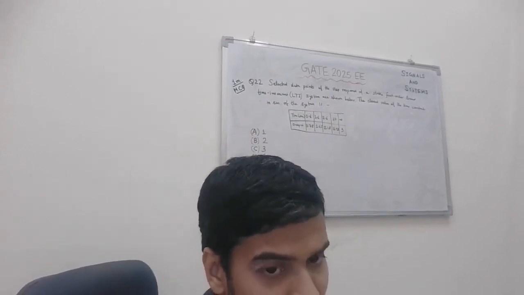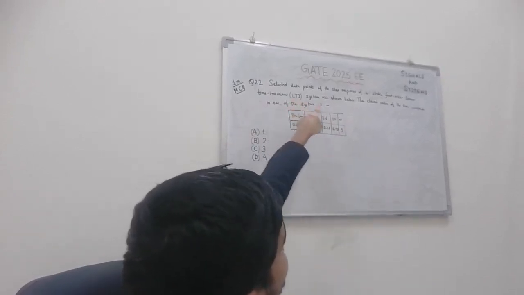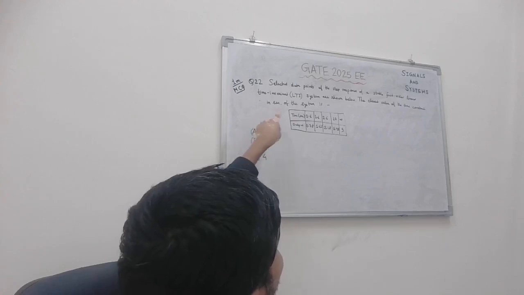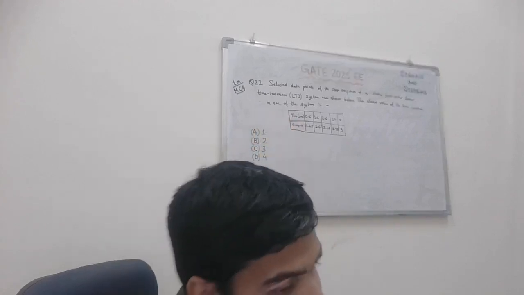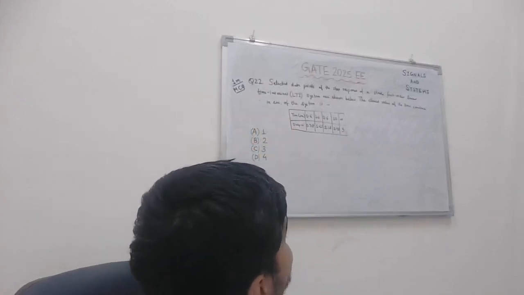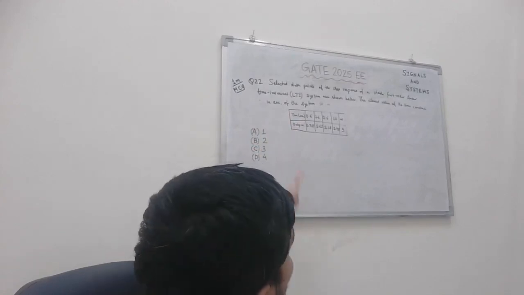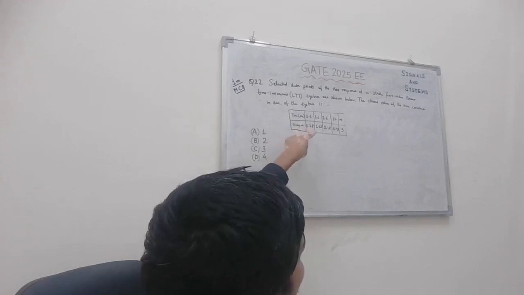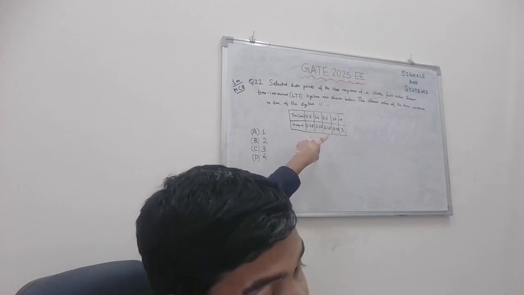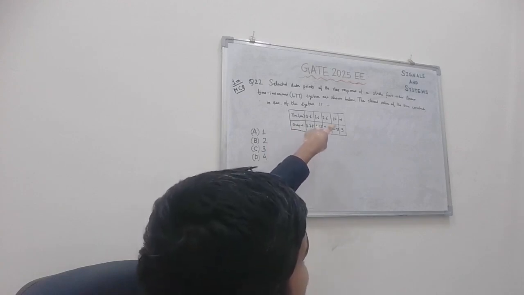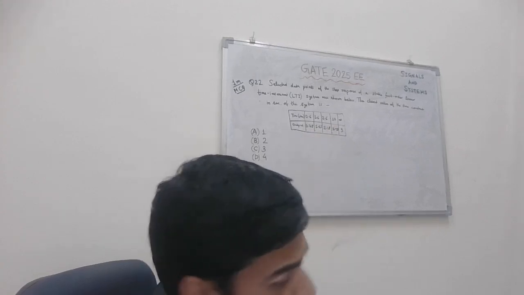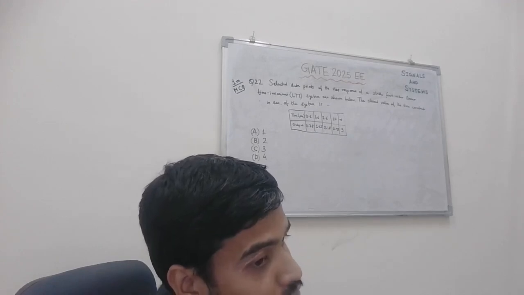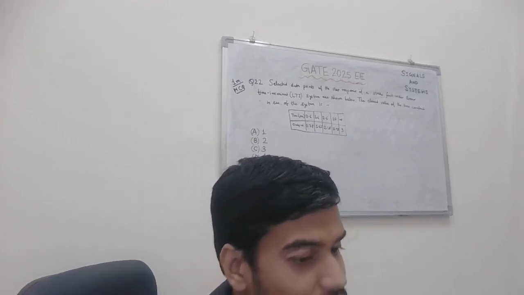The question is given as: select data points of the step response of a stable first order linear time invariant LTI system are shown below. The closest value of the time constant in seconds of the system is. A table is given of time versus output: 0.6, 0.78, 1.6, 1.65, 2.6, 2.18, 10, 2.98, infinity, 3. And the options are given as A, 1; B, 2; C, 3; and D, 4. Let's move on to the solution to this question.